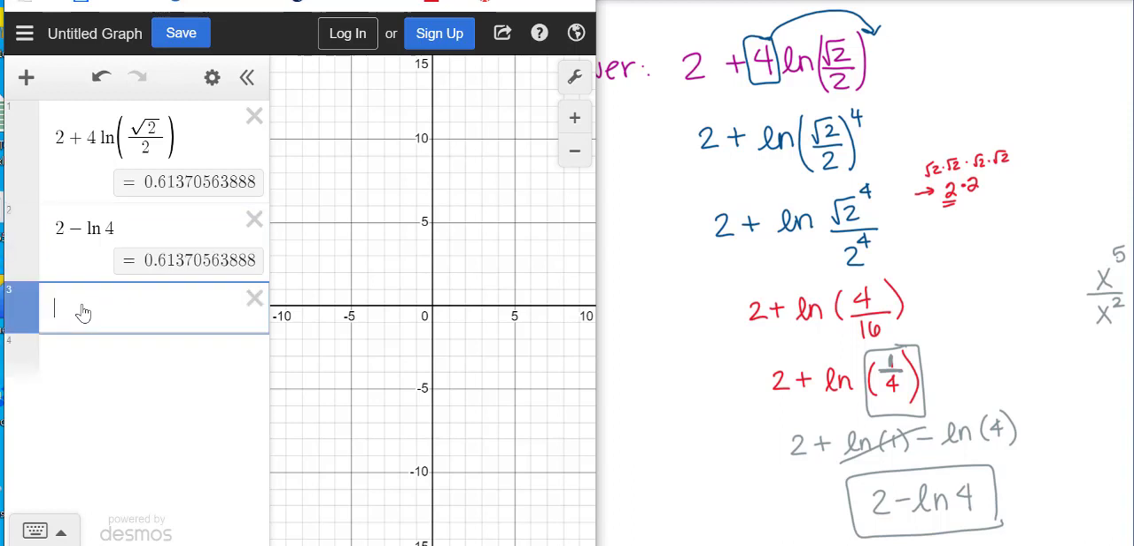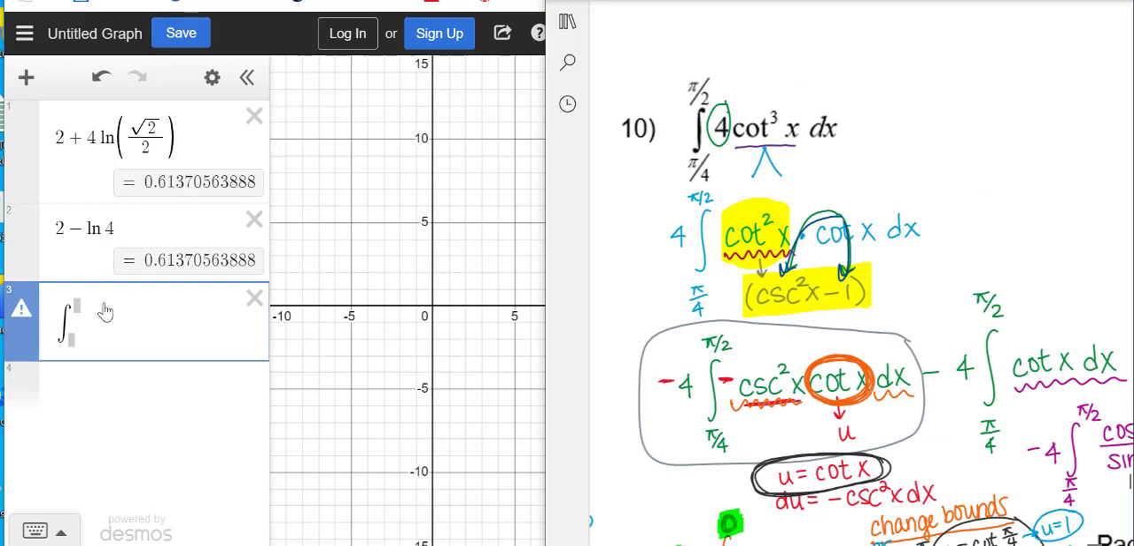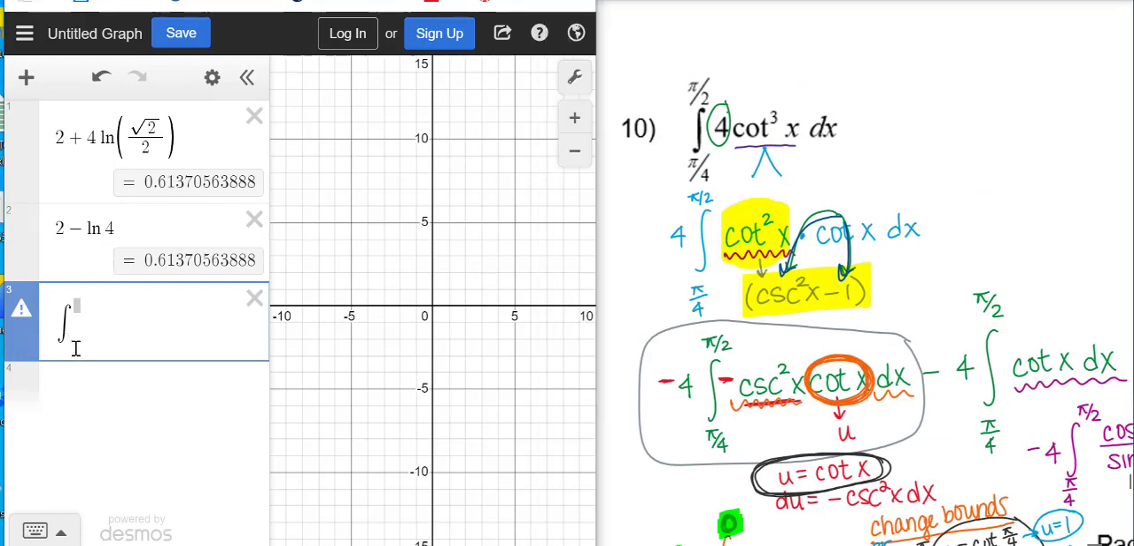I can also use Desmos if I wish to check my original antiderivative. So we had INT for integrate, and now I've got the original integral in my screen. My lower bound was pi over 4. I just typed pi for pi. There certainly are other ways to do that. Pi over 2 is my upper bound. And I'm integrating cotangent cubed x.